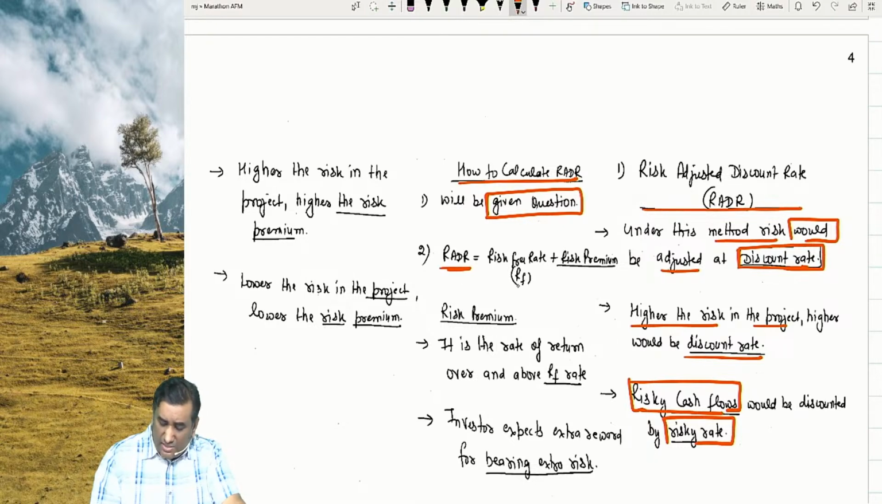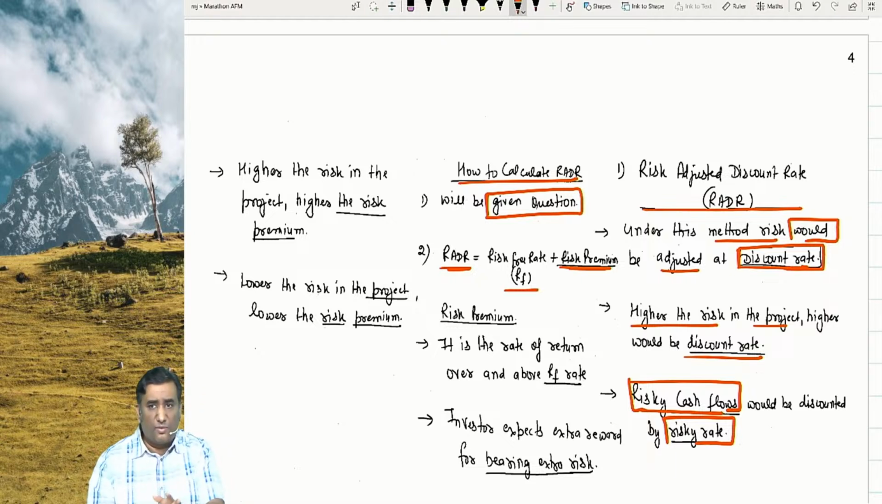RADR second could be, they used to give the formula, but very rarely they give risk free plus risk premium. And the third formula, which I'll do in the question, is another formula as per the CAPM, which I have not given here. I'll be doing it when I do the practical.